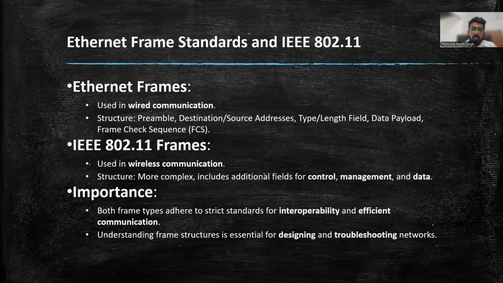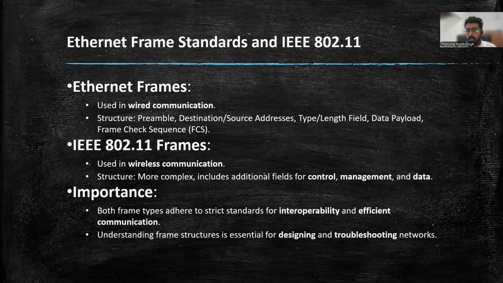Okay, so now let's discuss Ethernet frame standards and IEEE 802.11. Ethernet frames are used in wired communication such as Ethernet networks. They have a well-defined structure that includes the following fields: preamble, destination and source addresses, type or length fields, data payload, and frame check sequence.